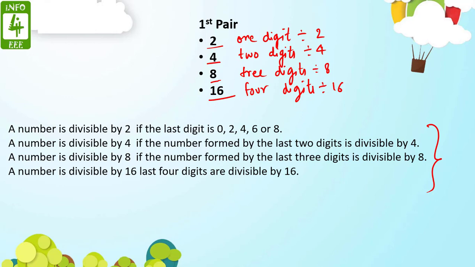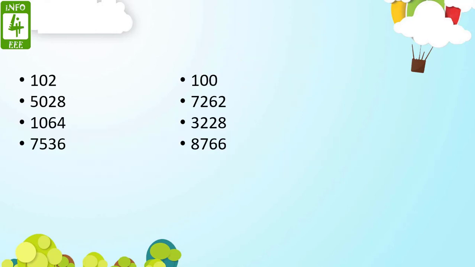Let's understand this with an example. Suppose we need to check whether this number is divisible by 2 or not. So let's check for 2, 4, 8 and 16. To check whether this number is divisible by 2, we just need to look at the last one digit. If that last digit is divisible by 2, it means that the number will be divisible by 2. Or we can also say that the number should be even. So this number will be divisible by 2.